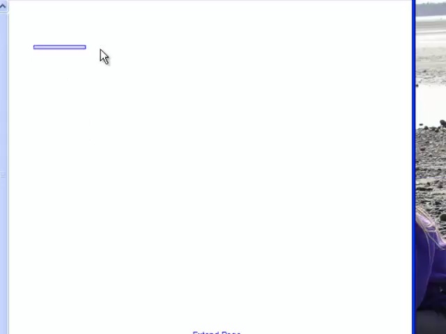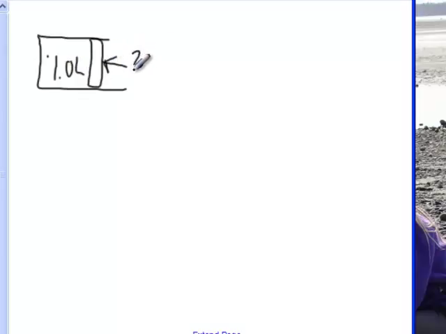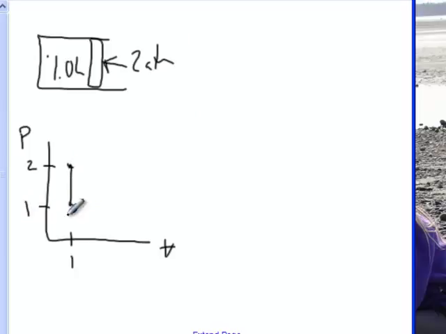Let's draw a physical model of this. Here's my piston. It encloses this volume of 1 liter when the pressure on the stuff is 2 atmospheres. Here's the graphical version of that. Here's volume, here's pressure. When my pressure is at 2 atmospheres, my volume is at 1 liter. Then it says the pressure suddenly drops. So now I have my pressure going from here down to here, 1 atmosphere.